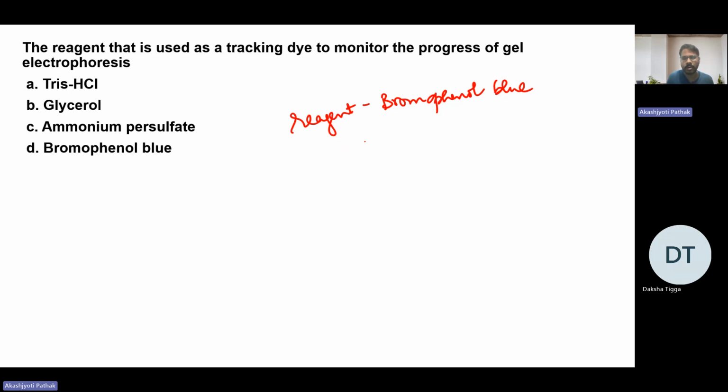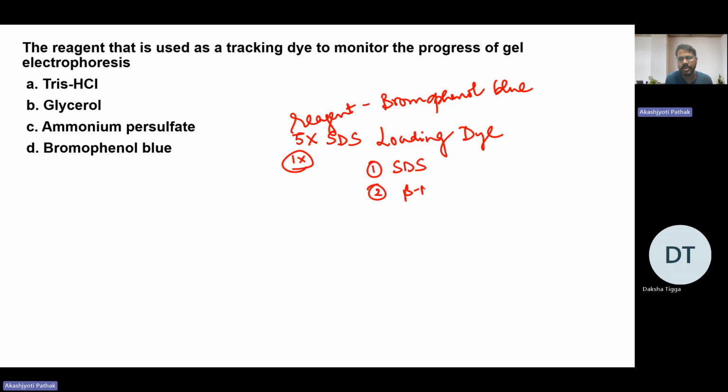What is its role? Remember the SDS loading dye. We usually prepare a 5x SDS loading dye in the laboratory, and when we add it to the sample, we make it 1x. What are the components present in the loading dye? First is SDS. Second is beta mercaptoethanol, the reducing agent. It will reduce the disulfide bonds and make the protein linear.